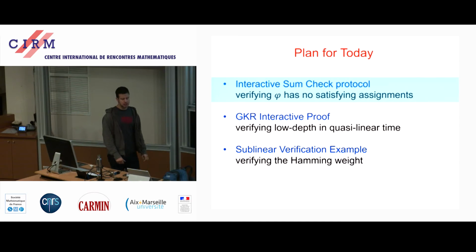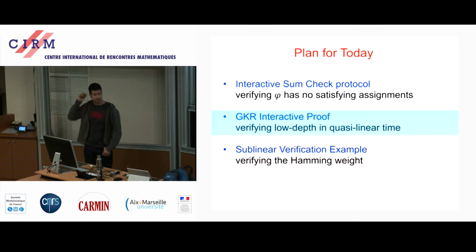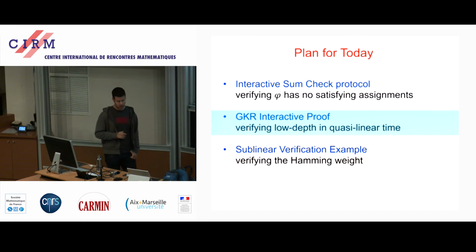Okay, so that's verifying a formula. Now we've managed to verify using an interactive protocol that a formula has no satisfying assignments. I'll quickly tell you about the structure of this GKR interactive proof for verifying low-depth computations. I won't go much into it. I'll just tell you generally what the structure is and how it builds on this sumcheck protocol.